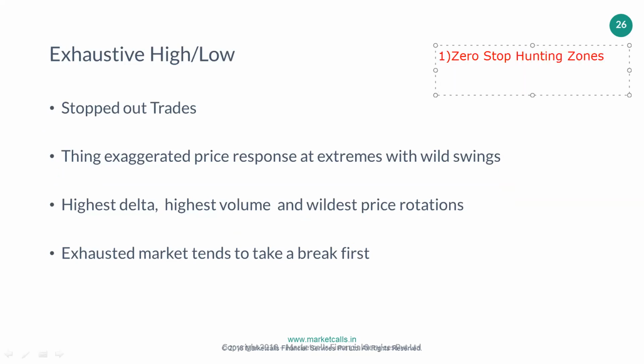The second case is less volume of imbalance zones. So what does that really mean? Let's take a candle over here. Let's take a high volatile candle. Most exhaustive candles have the characteristic of high volatility and high volume.